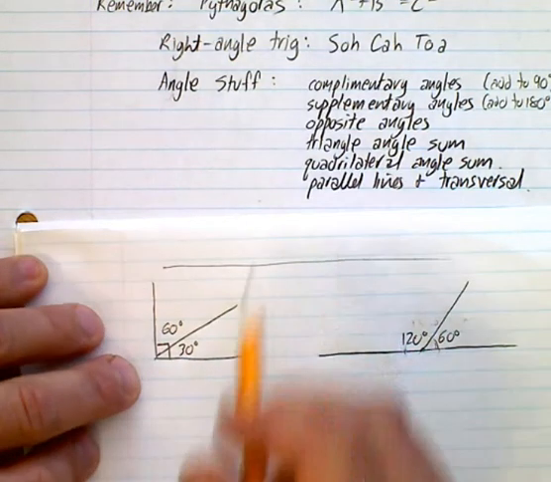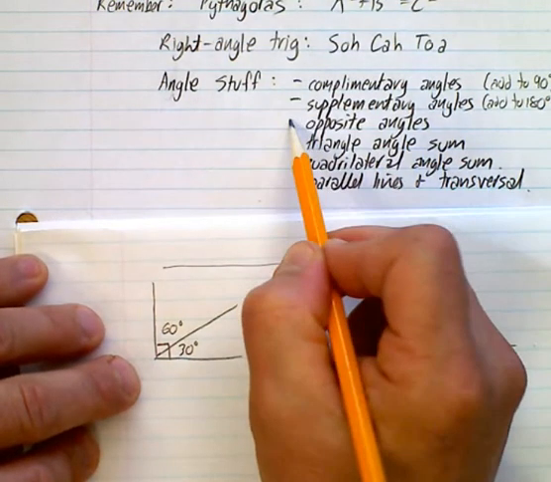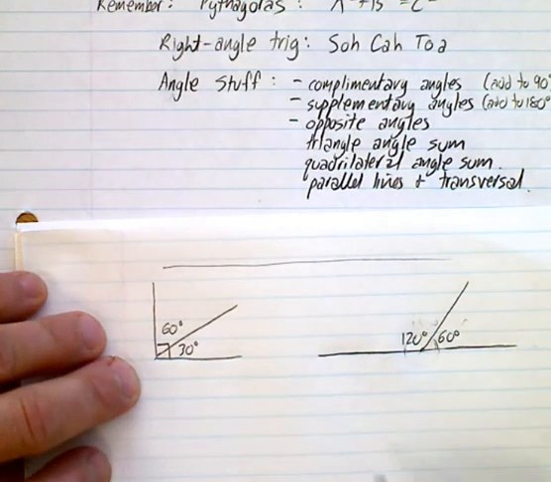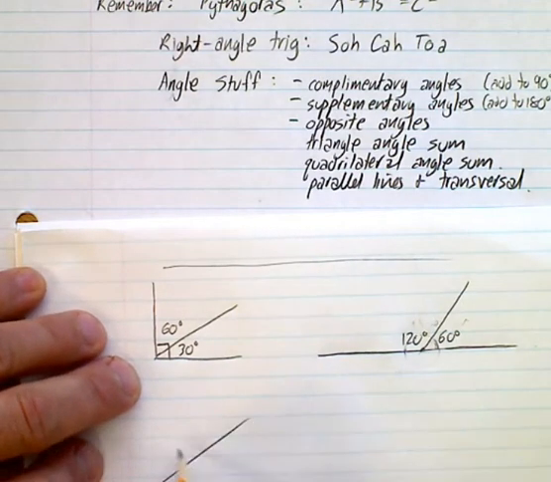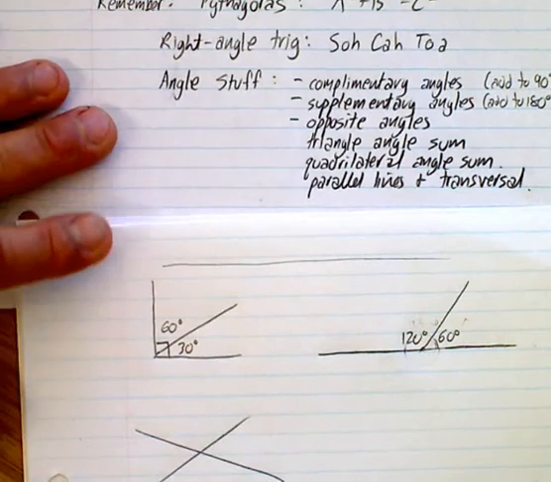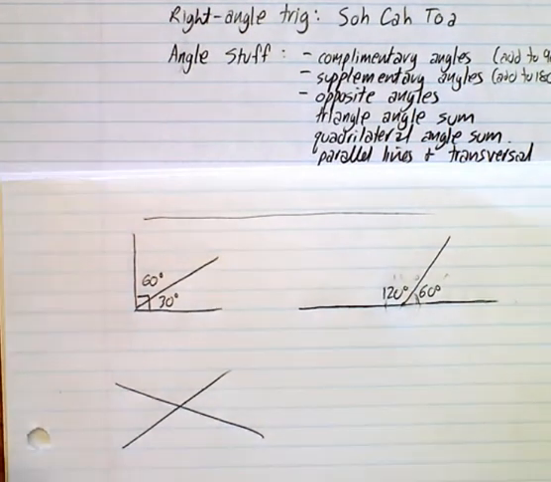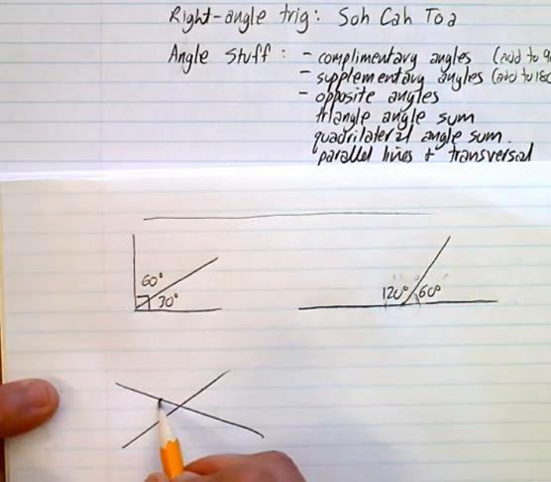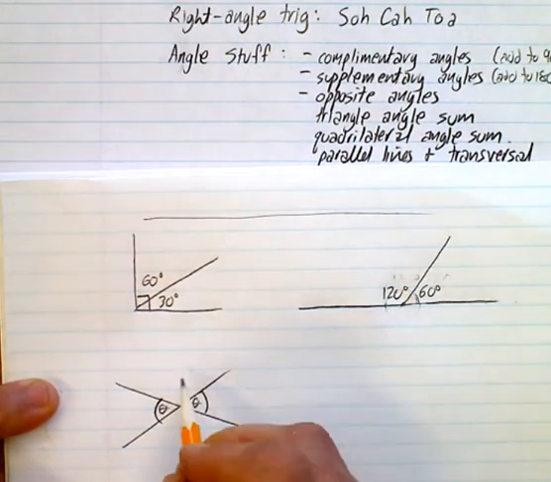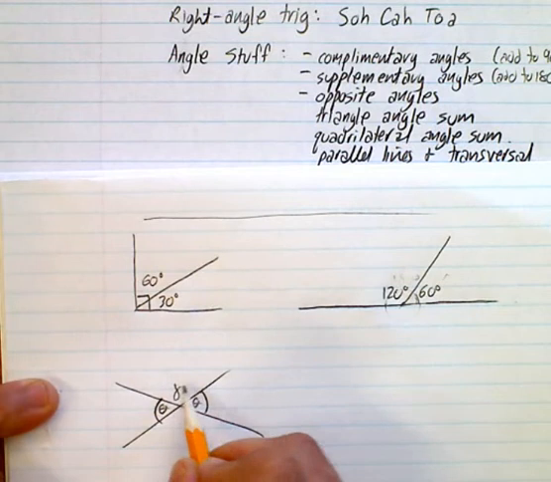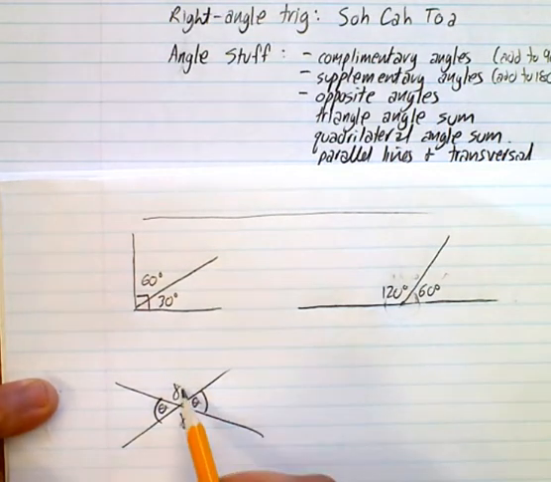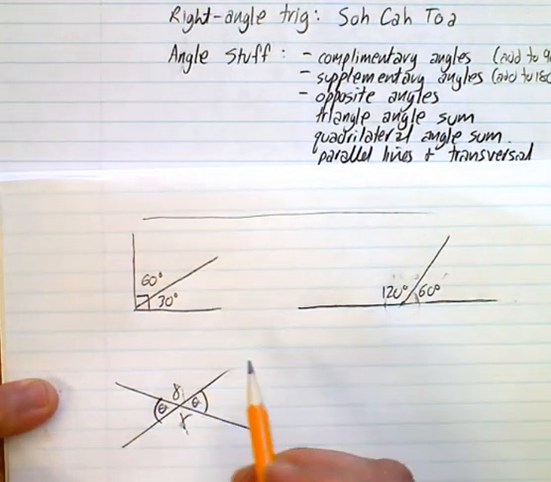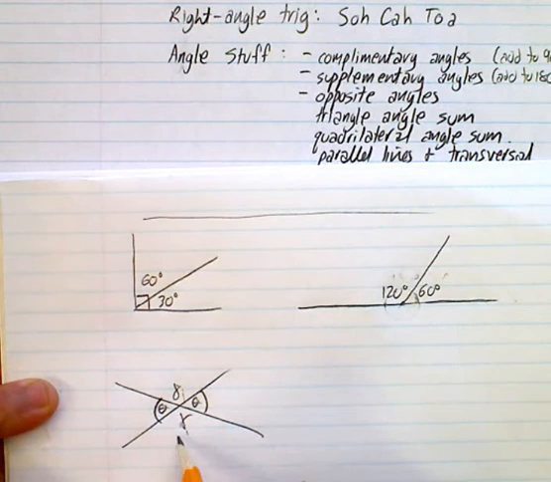Now, opposite angles. Opposite angles are exactly that. They're opposite. They're made by 2 straight lines, okay? And what it basically tells you is that this angle, let's call it theta, is equal to that one. And it also states that this one is equal to this one. These are opposite each other. Anytime you have a pair of straight lines, it has two pairs of opposite angles.